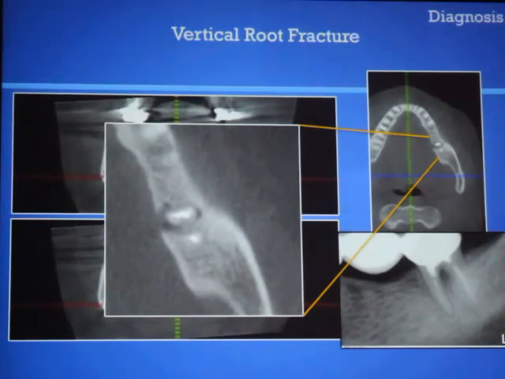And if we correlate the characteristic features of vertical root fracture, the clinical feature is a deep narrow pocket because buccal and lingual bone is lost.